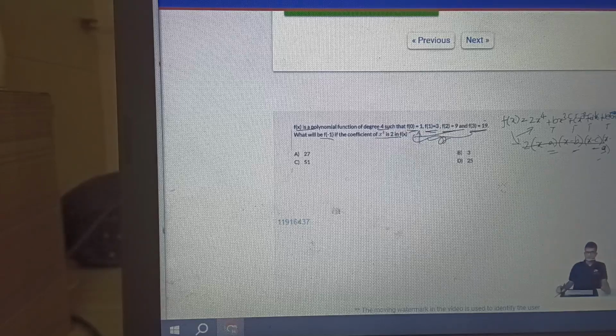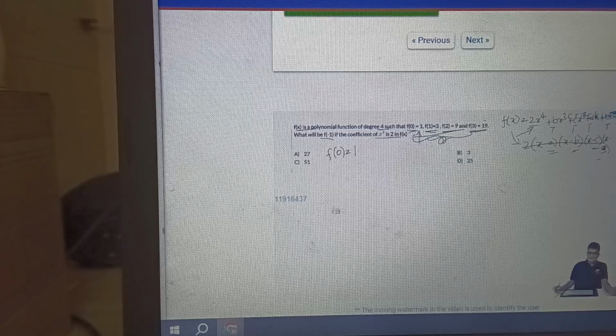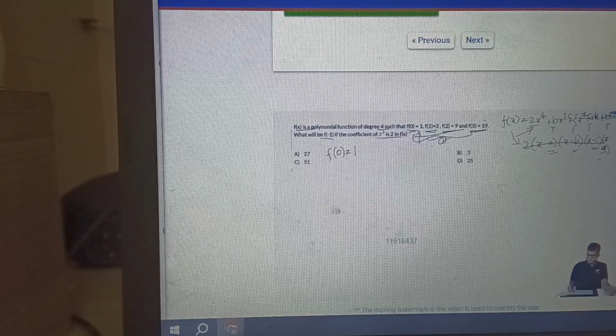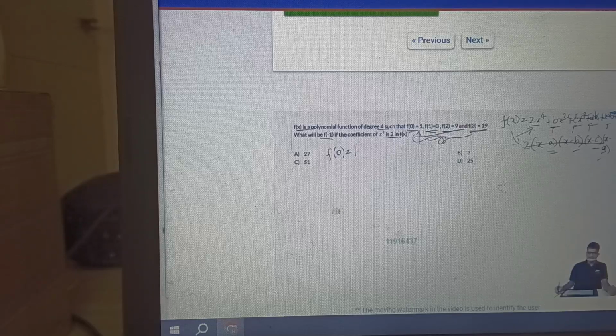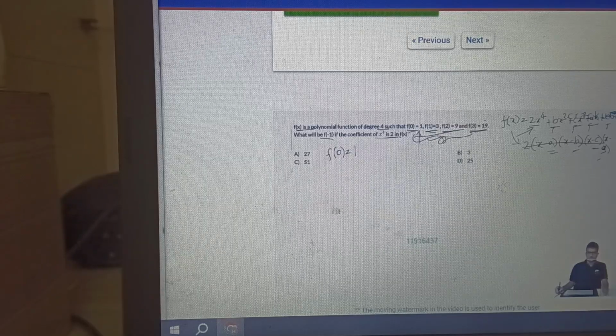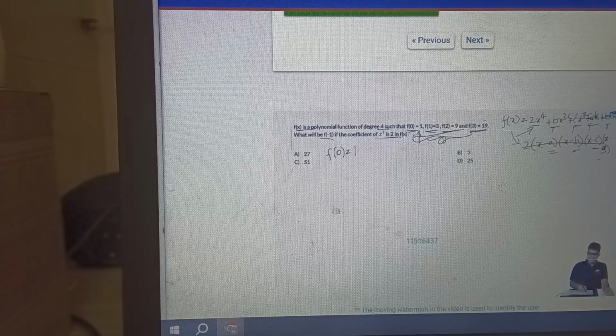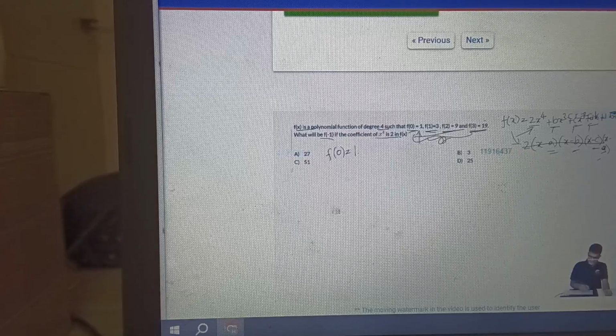The first equation is f of 0 is equal to 1. That is a good equation to have because if you substitute the value of x to be equal to 0, 2 into x to the power 4 will become equal to 0, b x cube will be 0, c x square will be equal to 0 and d x will also be equal to 0 because the value of x is 0. And if f of 0 is equal to 1, this would imply that the constant term e is equal to 1. So let us substitute that over here itself.